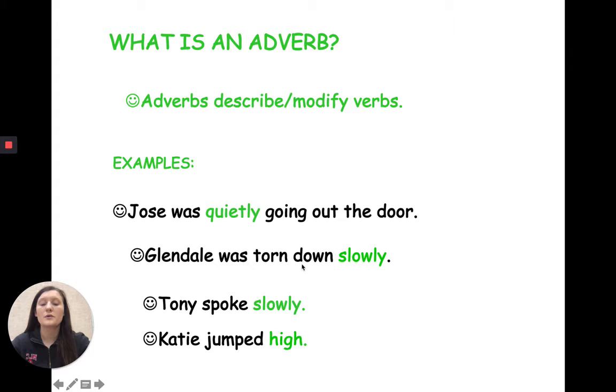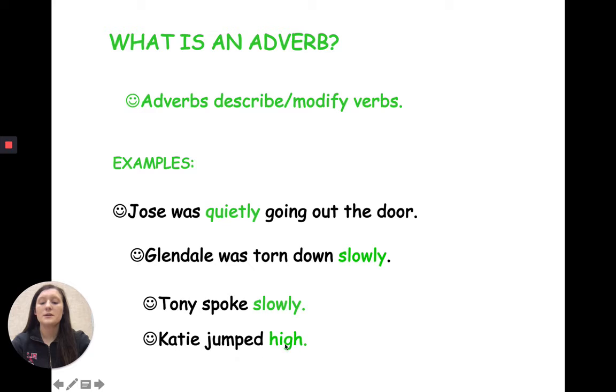Glendale was torn down slowly. So we know that the town was being torn down. And how was it being torn down? It was being torn down slowly. Another example of using the word slowly would be Tony spoke slowly. So spoke would be our verb. So we're doing that action. And how did Tony do that action of speaking? He did it slowly. So that's why slowly is our adverb.